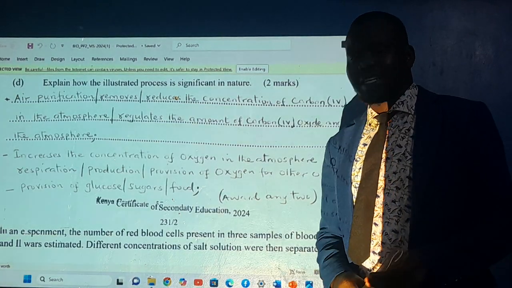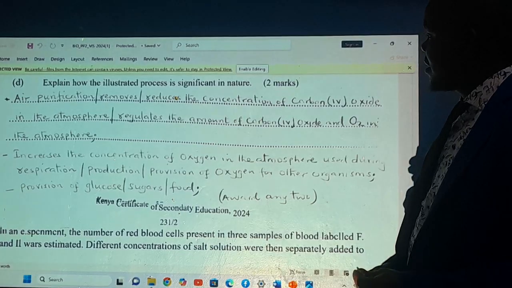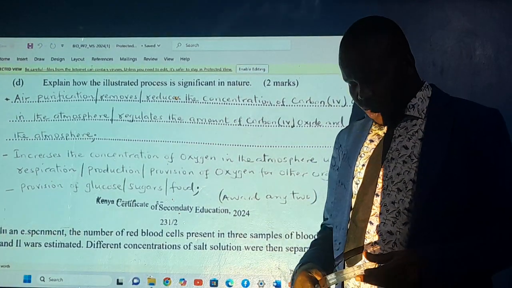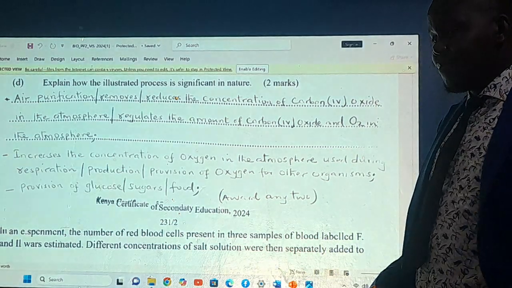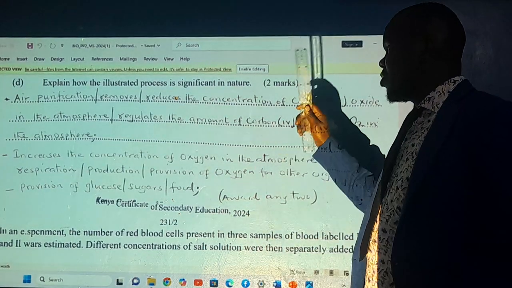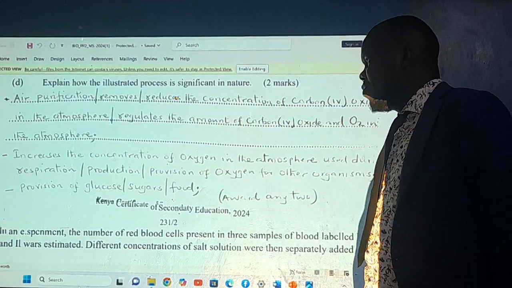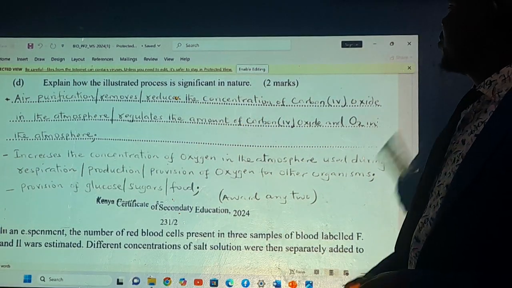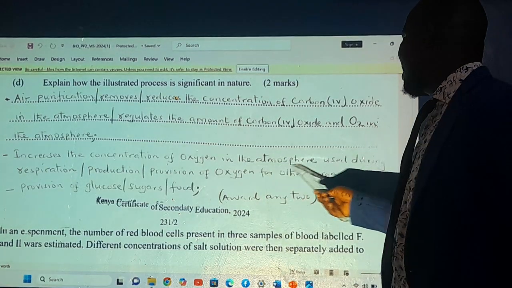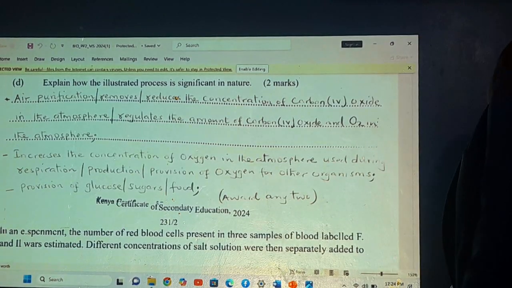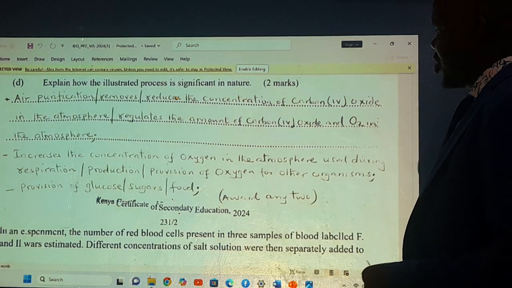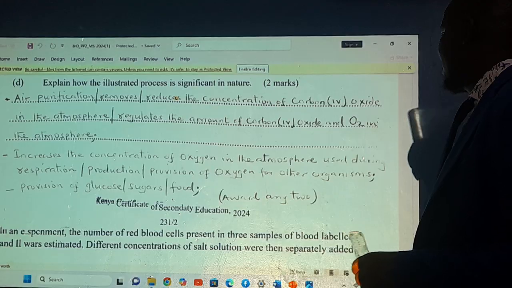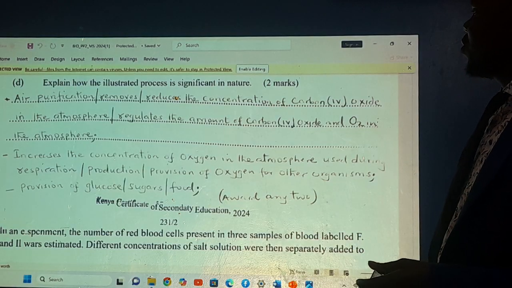Carbon dioxide is not a good gas. If it accumulates in the atmosphere, it leads to the greenhouse effect. So it has to be eliminated, and this is done through photosynthesis by using it as a raw material in the process. Number 2, an increase in the concentration of oxygen in the atmosphere, which is used during respiration. Then again, provision of oxygen and other organic matter. Then provision of glucose.